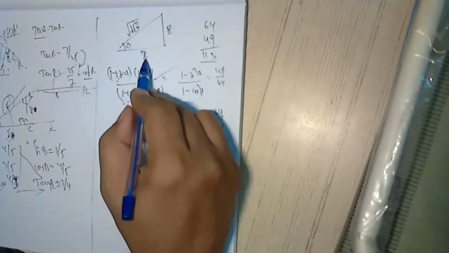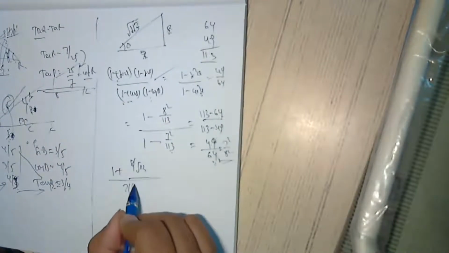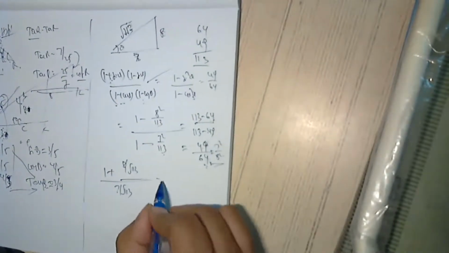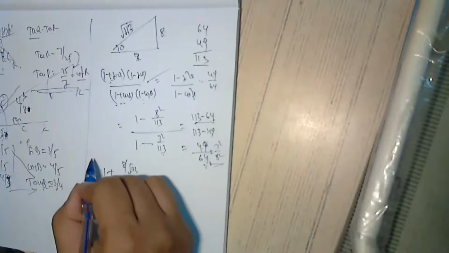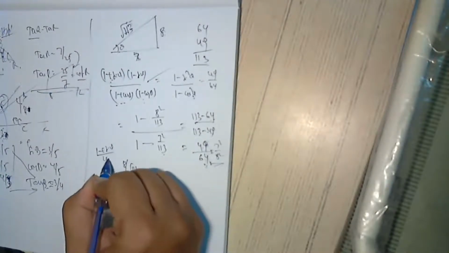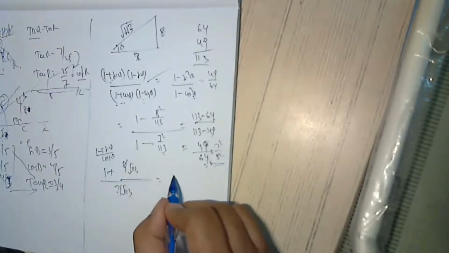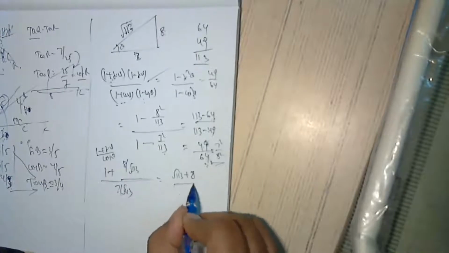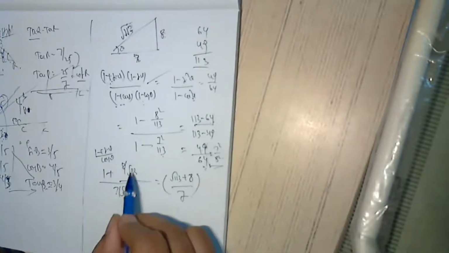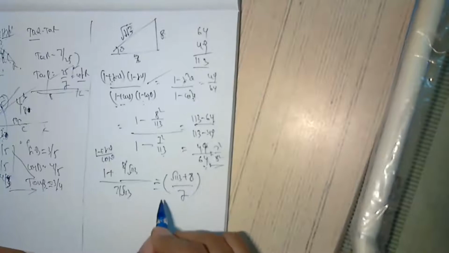What is cos theta? 7 by root 113. So 1 plus sin theta by cos theta is equal to root 113 plus 8 by 7. Plus, this gets cancelled. So this is the answer.